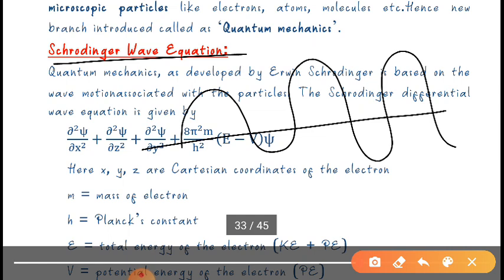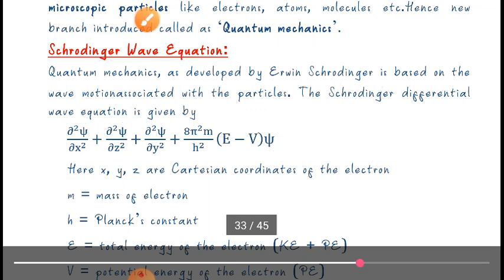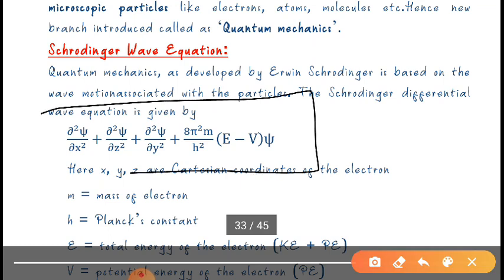Okay, on the basis of this simple idea, he derived an equation which describes the wave motion of an electron wave along any of the three axes, that is x axis, y axis and z axis. And that equation is called the Schrodinger wave equation.